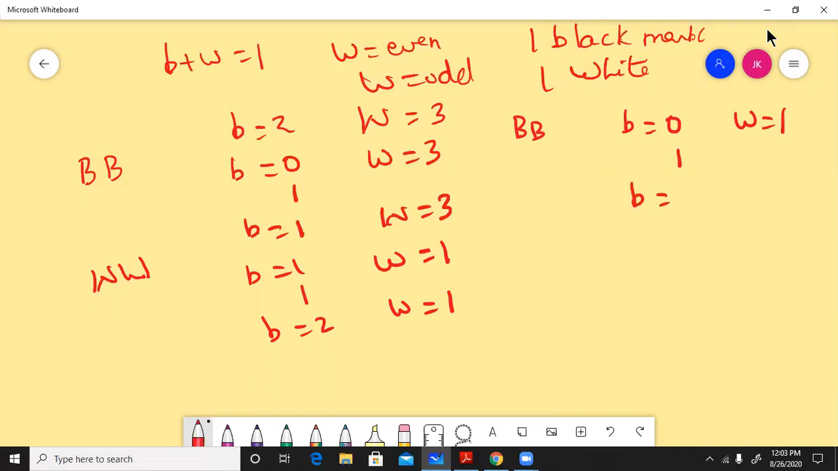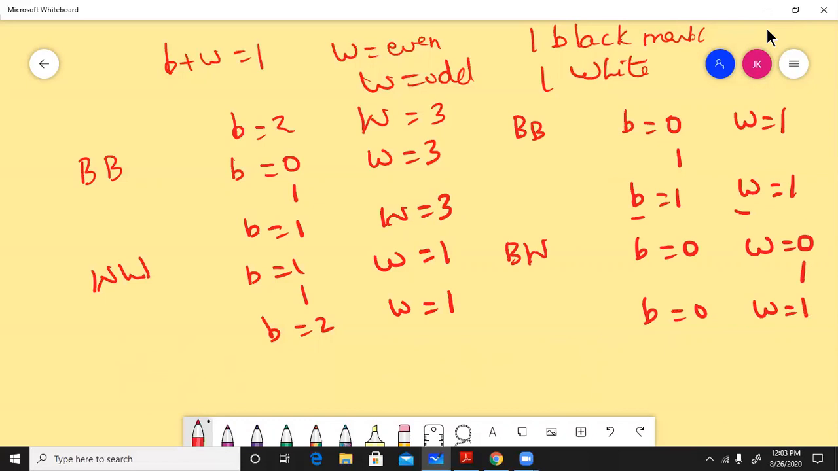So my B will be equal to 1 and my W will be equal to 1. Can you understand? Now what is the last left out? One black and one white. So both the balls I'm taking out. Clear? When I'm taking out both the balls, what happens? My B will become 0 and my W will also become 0. But I'll put back my white there. So in that case, my B is equal to 0 and my W is equal to 1.